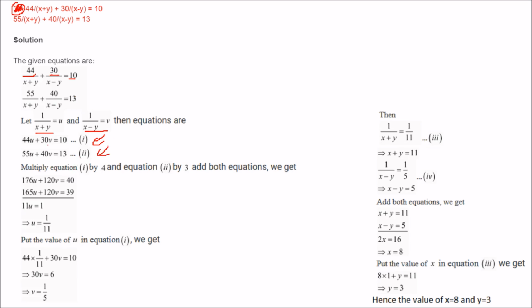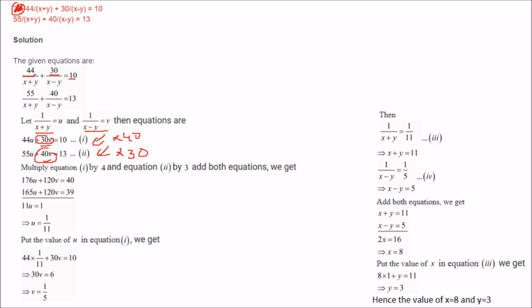Now what can we do? See, this is 30, this is 40. So let us make them the same so that we can subtract them. Multiply this whole equation by 4, multiply this whole equation by say 3. So this will become 120, this will become 120, the others will be multiplied as well.